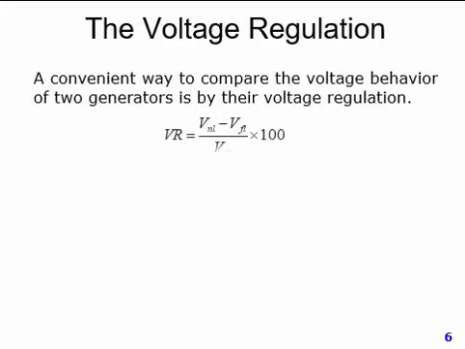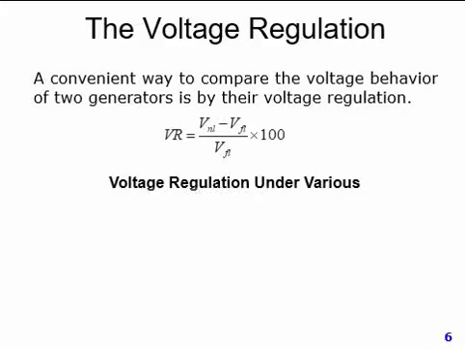The main factor which is used to compare the voltage behavior of two generators is voltage regulation. We have discussed this formula many times in previous lectures, that voltage regulation is a benchmark to compare different generators, where VNL shows the voltage with no load and VFL shows the voltage with full load.